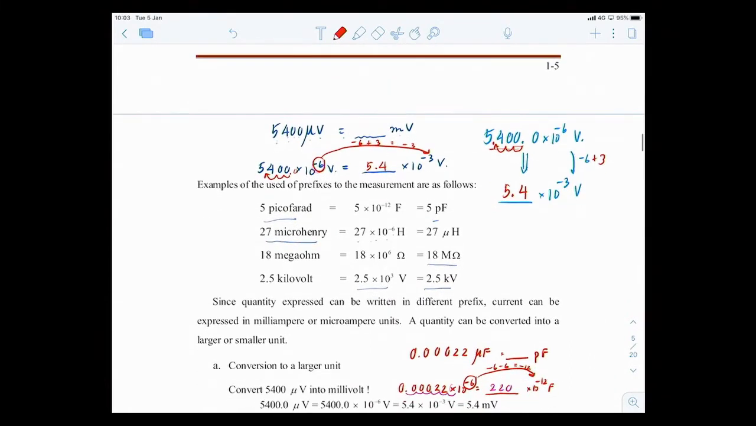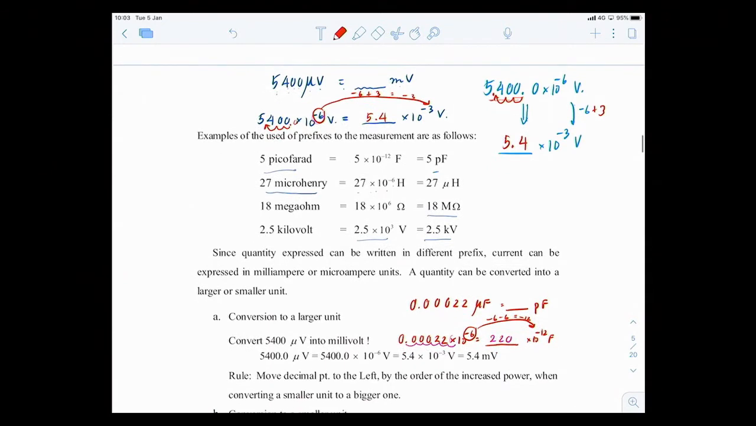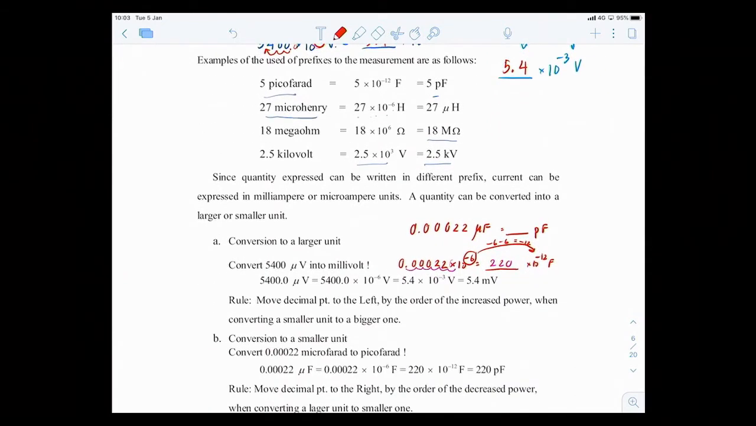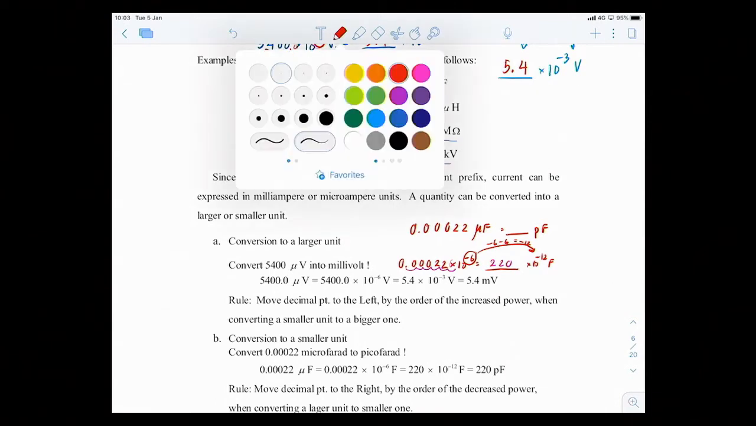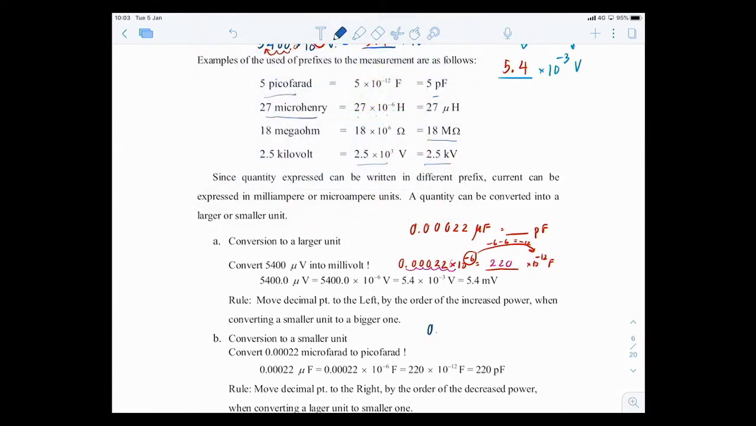So this is how you convert units. Or this one right here, if you want to convert 0.00022 microfarad into picofarad.